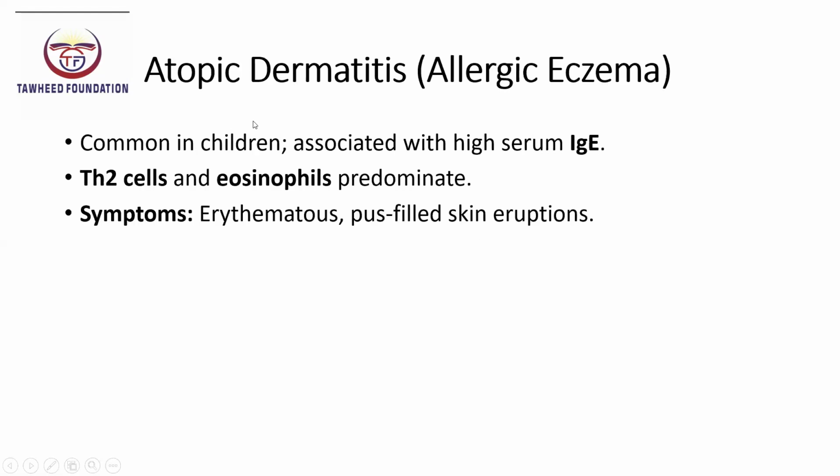Next is atopic dermatitis, that is allergic eczema. Atopic dermatitis is common in young children and often associated with a family history of atopy and elevated IgE levels. The reaction is dominated by Th2 cells and eosinophils rather than Th1 cells.